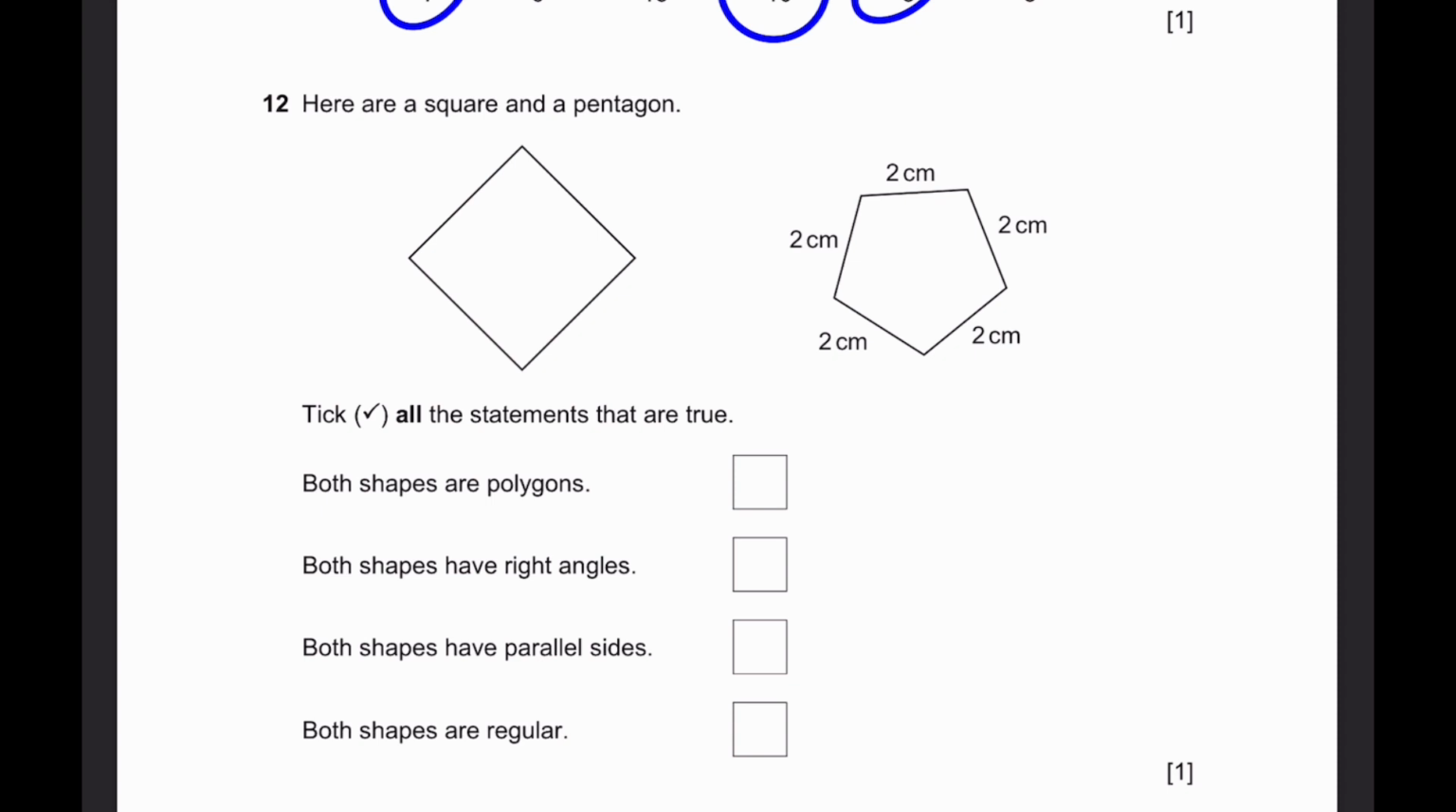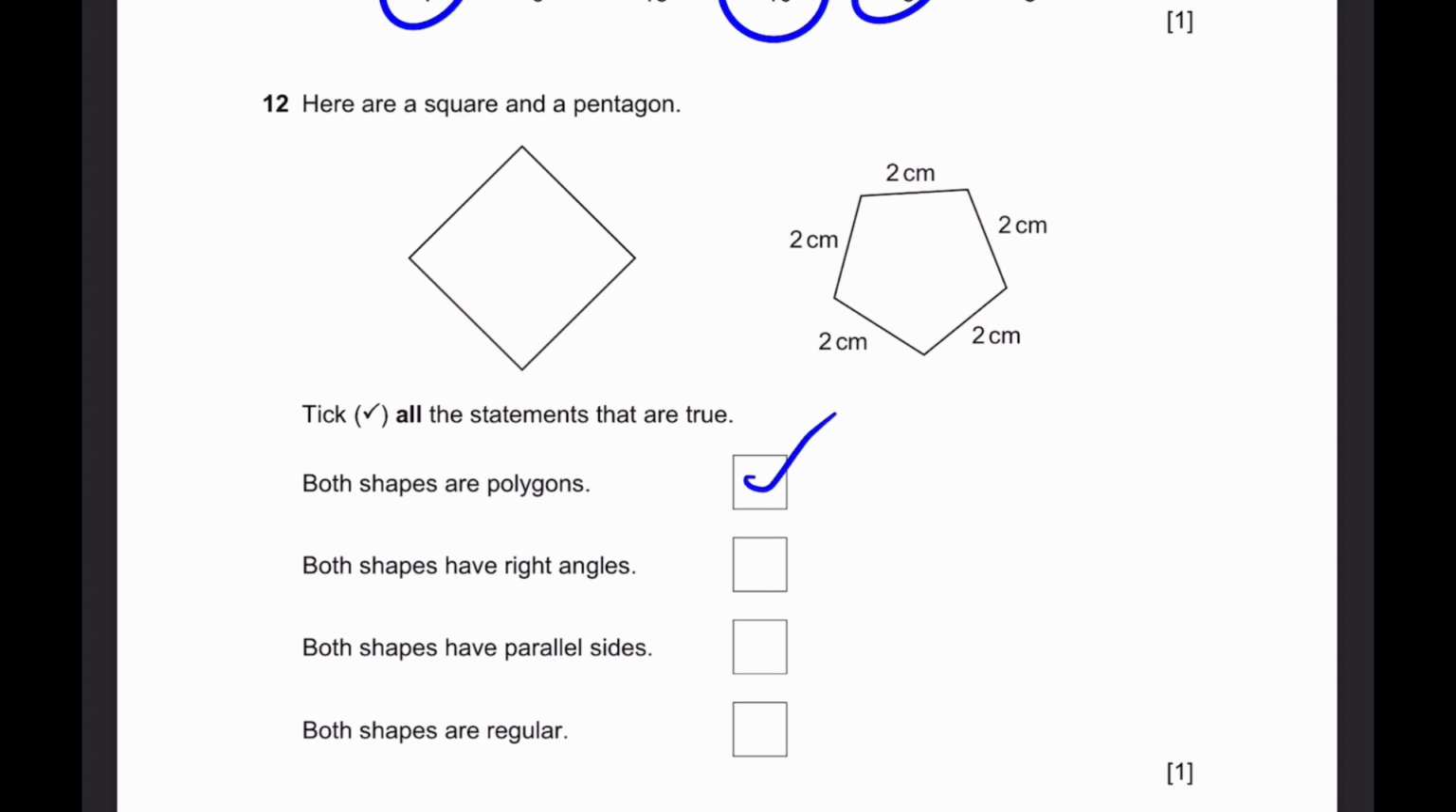Question 12. Here are a square and a pentagon. Take all the statements that are true. Both shapes are polygons. Yes, of course that's true, because they are closed shapes. We can see that there are no openings in them, and they have all straight lines.